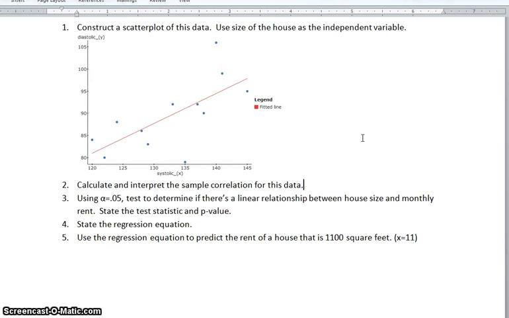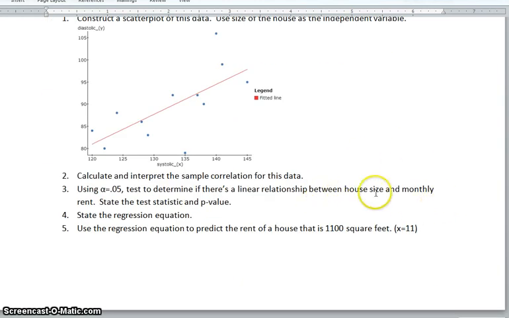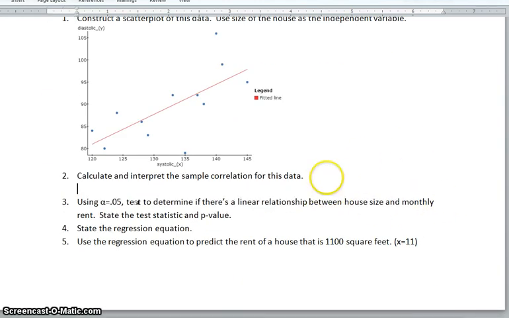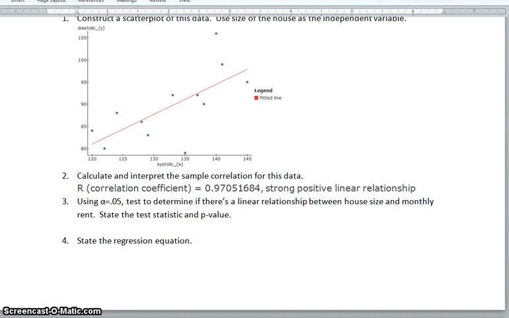Calculate and interpret the sample correlation for this data, number 2. What you can do is just go back up to your output, copy it, and paste it down here. And don't forget to interpret it. So this is a positive correlation because it's a positive number and not a negative. And this is very close to 1, so we'll say it's a strong positive linear relationship. Alright, so that's number 2.